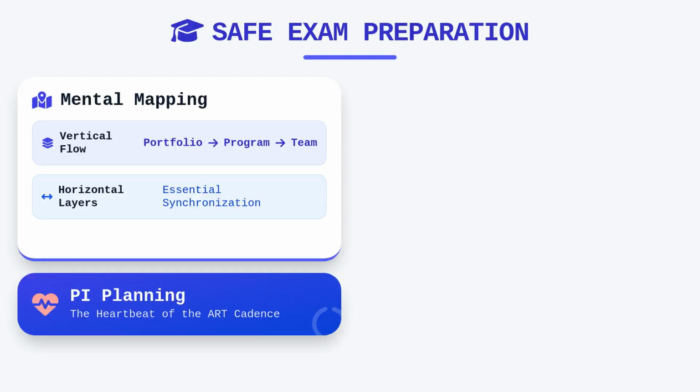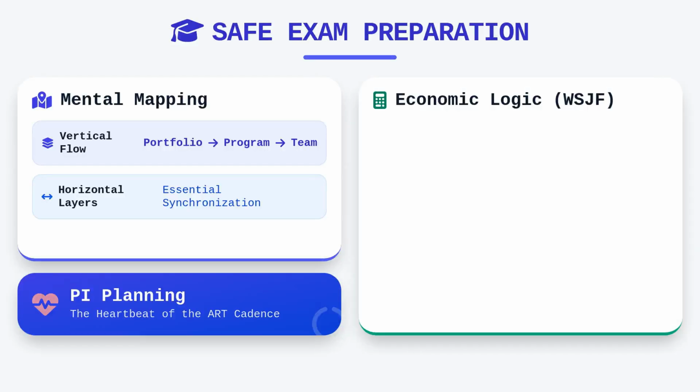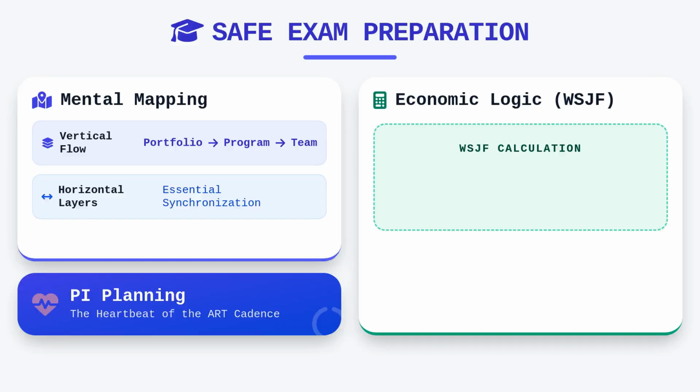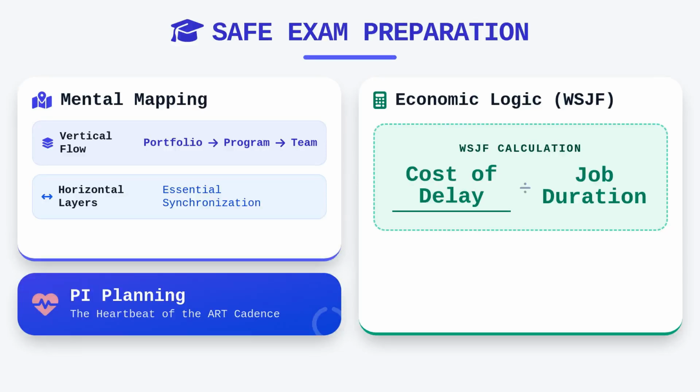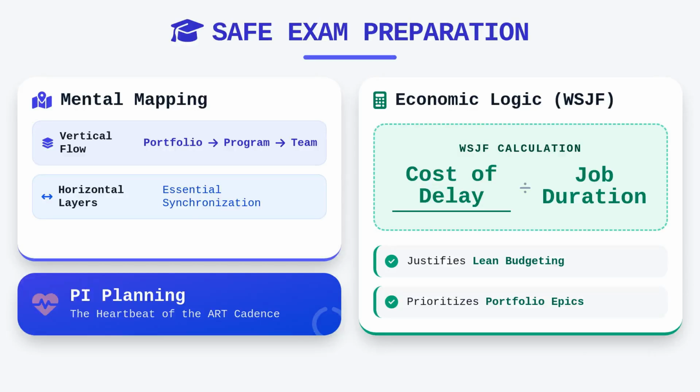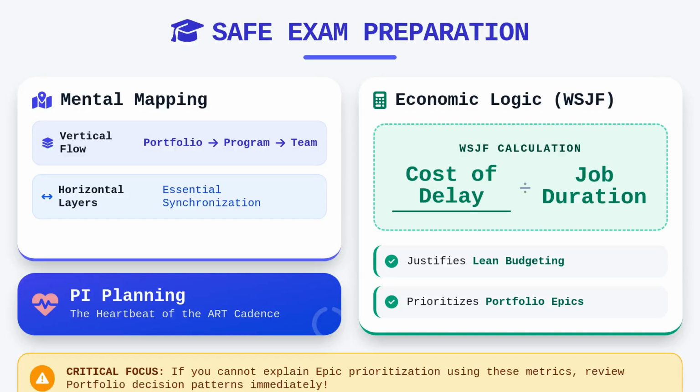Pay close attention to how PI planning acts as the heartbeat of the system, setting the cadence for the entire Agile Release Train. Ensure you have mastered the economic logic behind weighted shortest job first, which is a common source of exam questions. Understanding how to calculate cost of delay against job duration is essential for justifying lean budgeting decisions. If you cannot explain why we prioritize certain epics over others based on these metrics, spend additional time reviewing the decision-making patterns at the portfolio level.